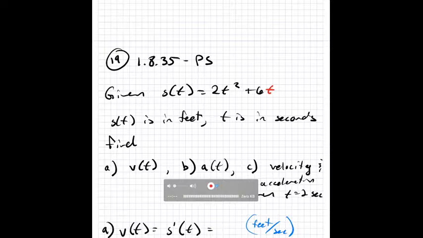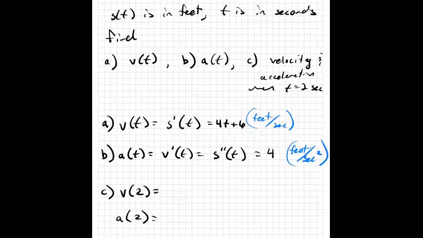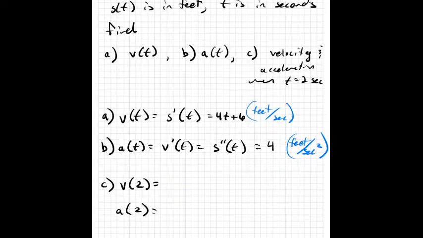Now when we take the derivative, that's still going to be 4t, now plus 6. Okay. And now the acceleration, the derivative of that, is still going to be 4. Then the velocity after 2 seconds, 4 times 2 is what? 8 plus 6 is 14. And that's going to be feet per second. Okay. We got this. And then the acceleration is still going to be 4 feet per second squared.